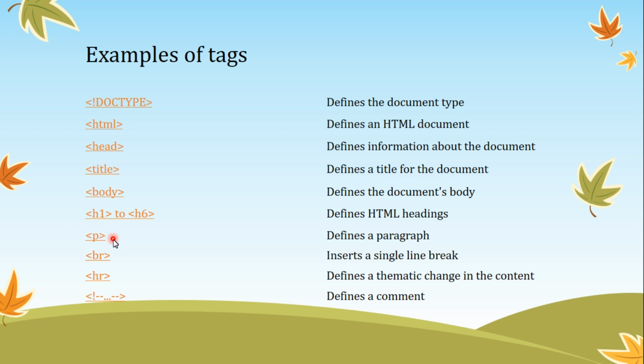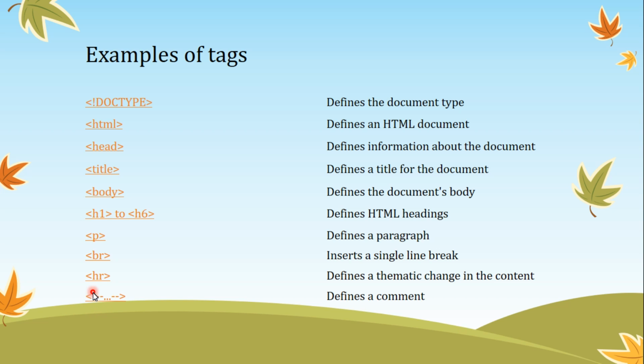Next we have the P tag, which defines a paragraph. Then we have a BR tag, which means a break tag. Next we have HR, which defines a thematic change in content.